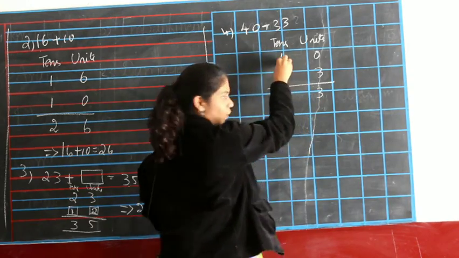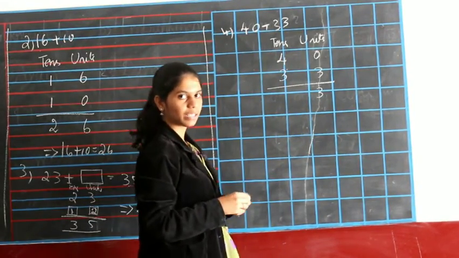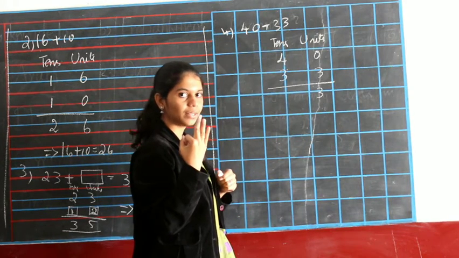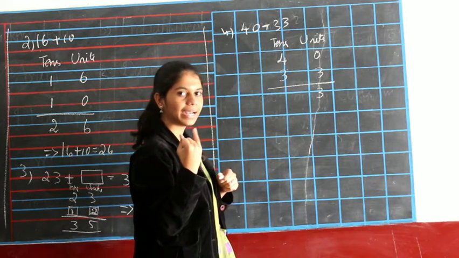Okay, here you have 4 and next you have 3. So 4 in your mind, 3 on your finger. 4, after that 5, 6 and 7.